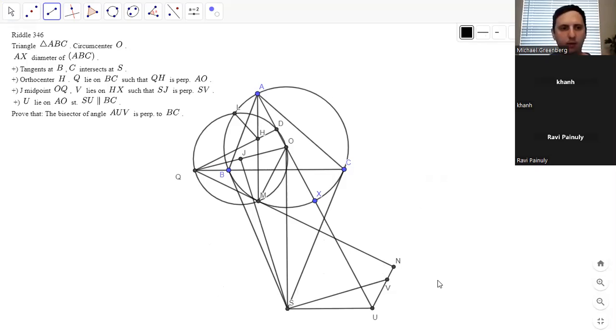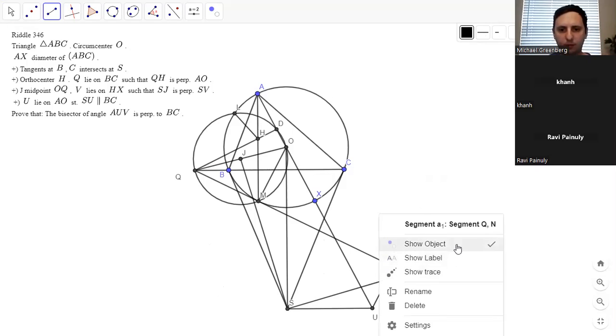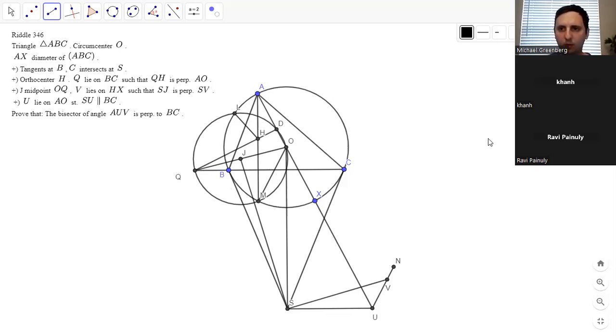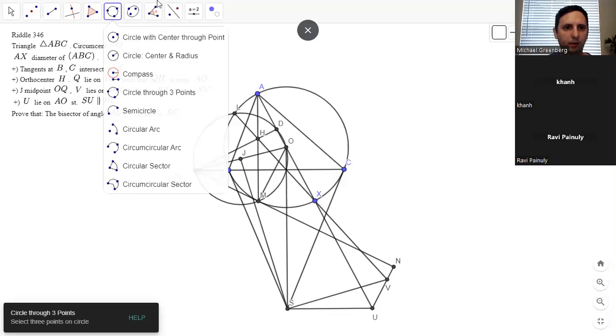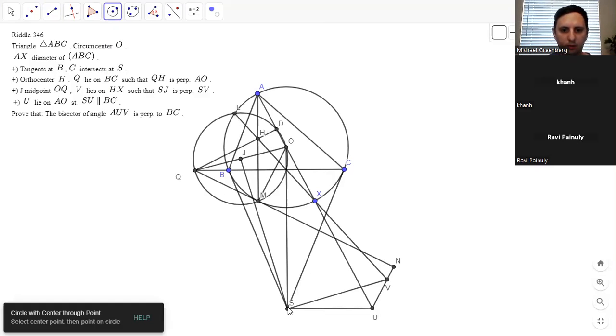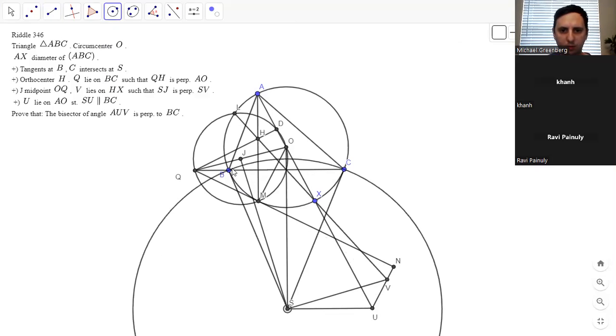So I'm going to tell my idea. Can you draw a circle with center S and radius SB? Okay, center S and radius SB. I drew the circle because I want to find a line perpendicular to SJ so that we can use the fact that SV is perpendicular to SJ.